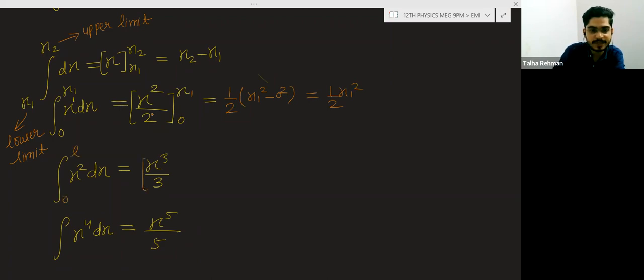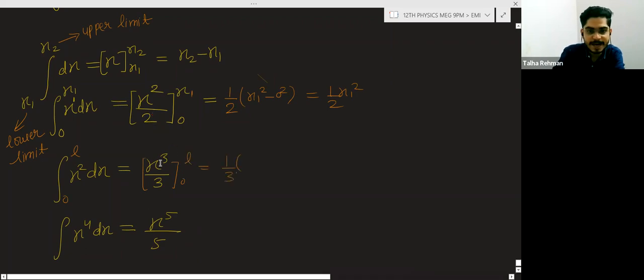So here you will write 0 to L. You will write this 1 by 3. You will put this L in x cube. So this will become L cube minus 0 cube.